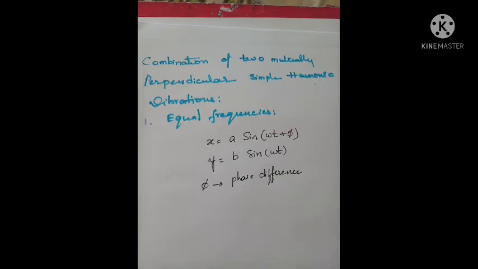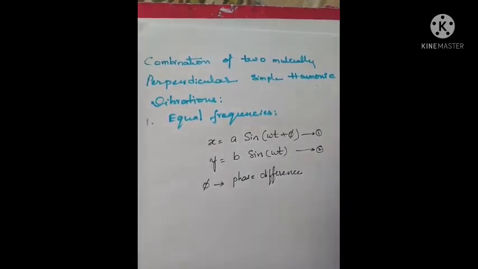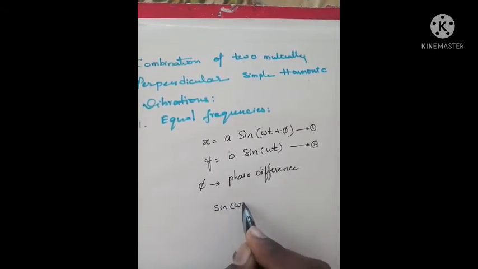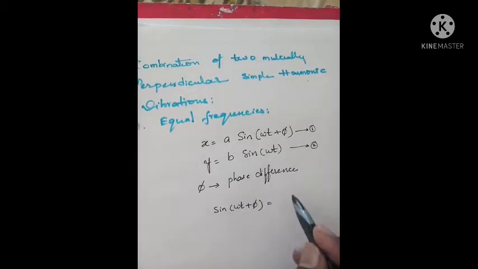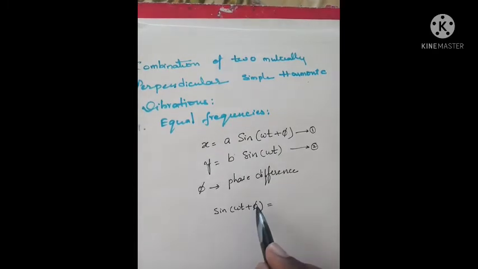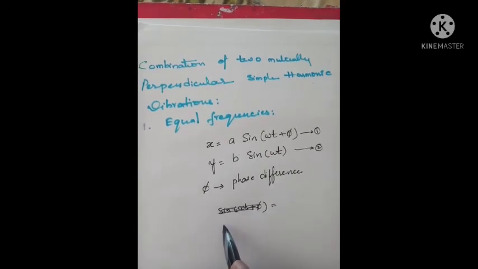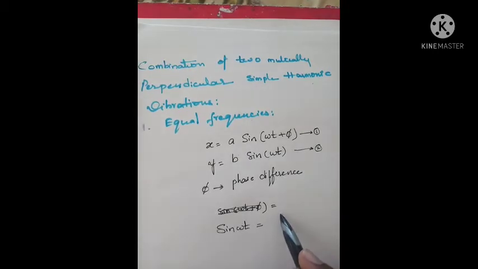Right? Now, see here what I am doing. Let us assume this is equation 1 and this is equation 2. From equation 2, let us take sine omega t only. Sine omega t equals y by b.